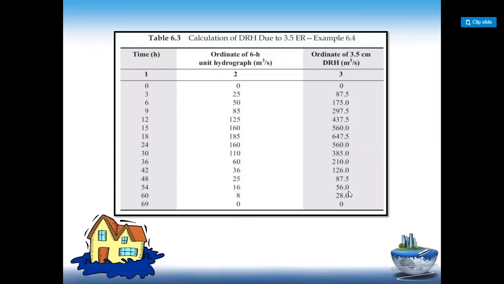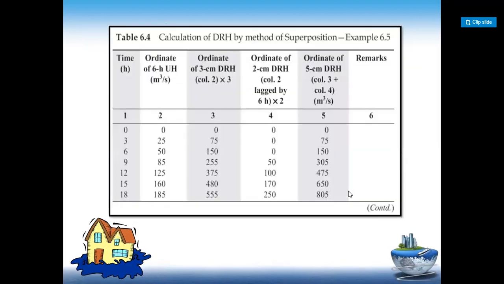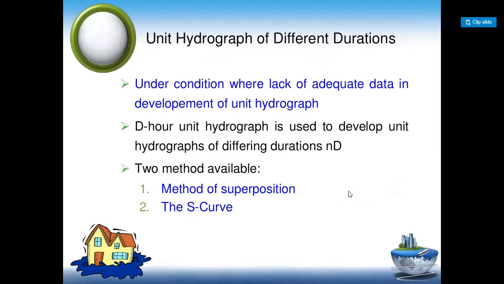Calculation of DRH due to 3.5 effective rainfall. This is the example. This is the DRH derived from the 6 hour unit hydrograph. Example, I skipped the example.